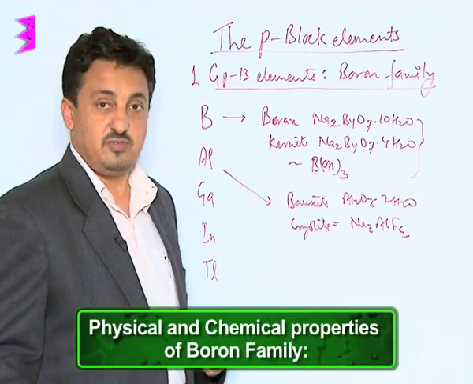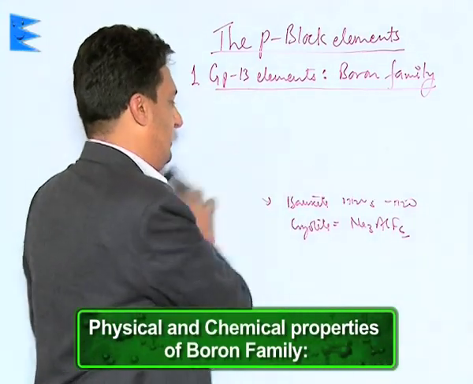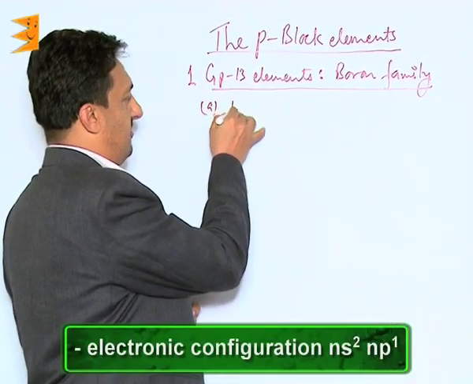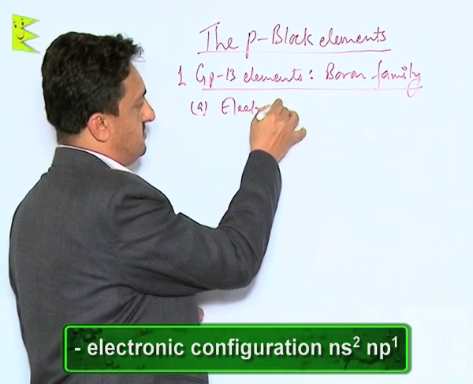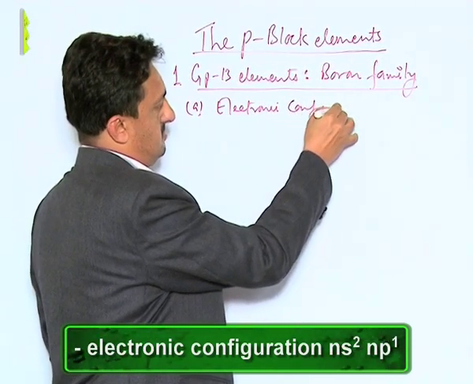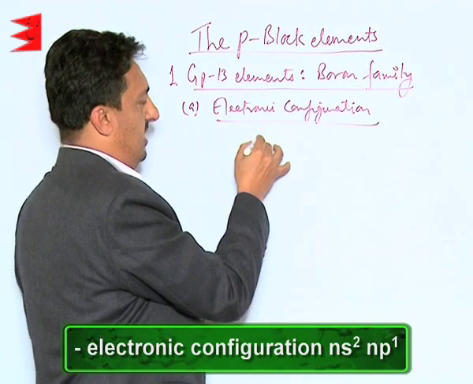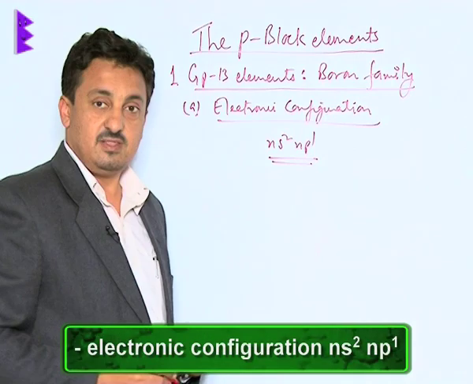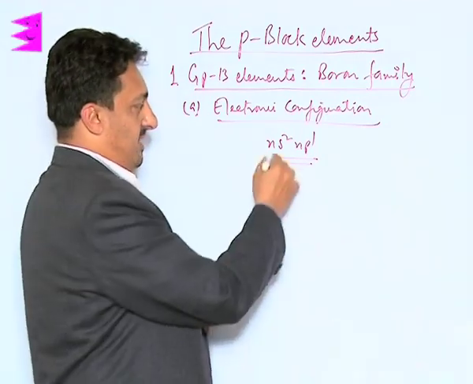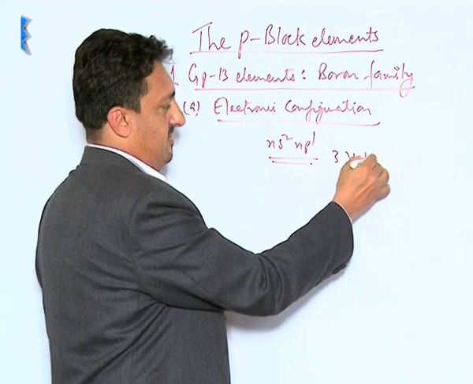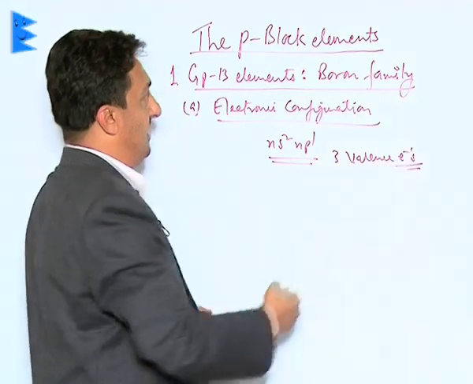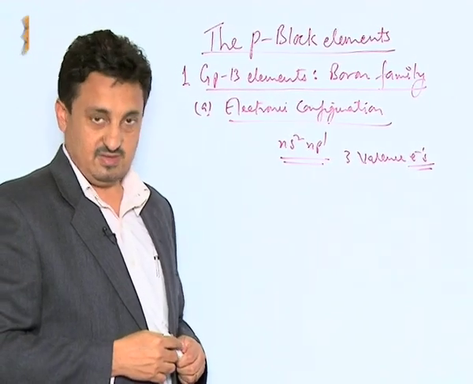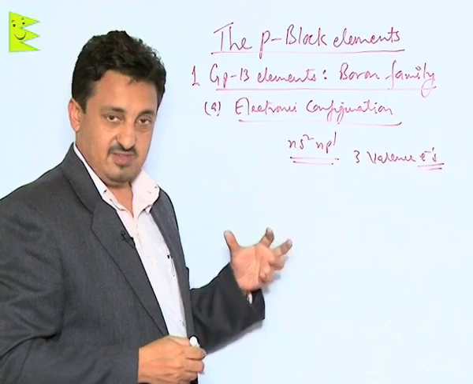Now let us do their physical and chemical properties first. Let us discuss their ionization. First let us discuss their electronic configuration. Their electronic configuration is ns2np1 for group 13. That gives them 3 valence electrons, and that's why they are all placed in the 13th group, because 13 minus 10 gives us the number of valence electrons they will have. So that makes them very interesting.